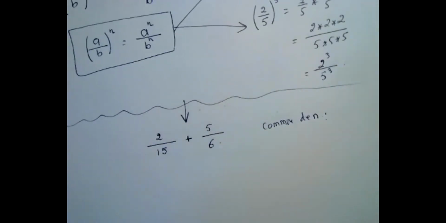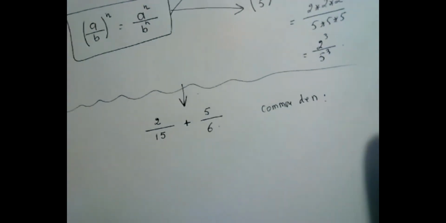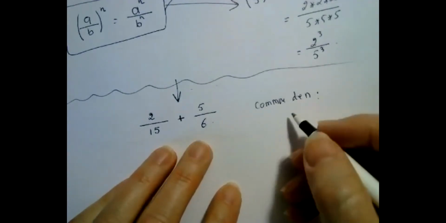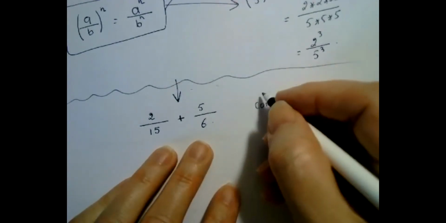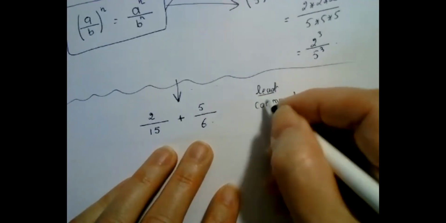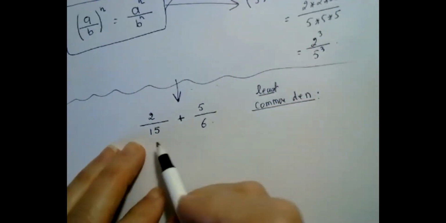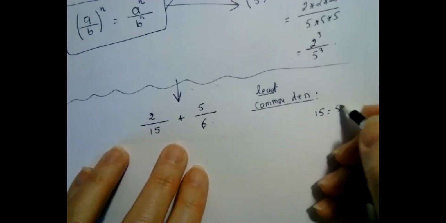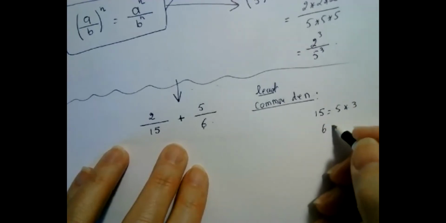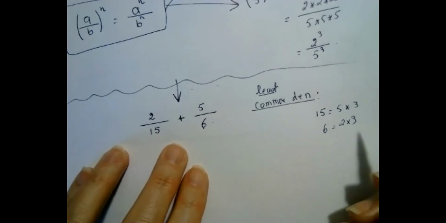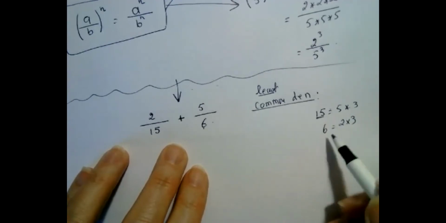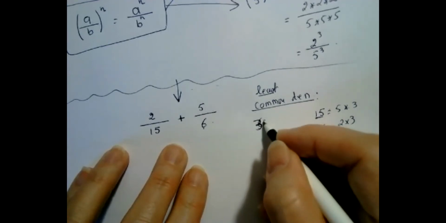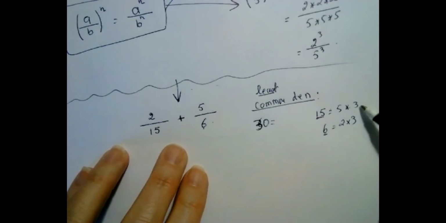What's the common denominator in this problem? It's 30, absolutely. It's what we call, if you remember, the least common denominator. It means we're looking for a number that's a multiple of 15 and a multiple of 6. So 15 is 5 times 3, and 6 is 2 times 3. So the common denominator is 30, which is 5 times 3 times 2.